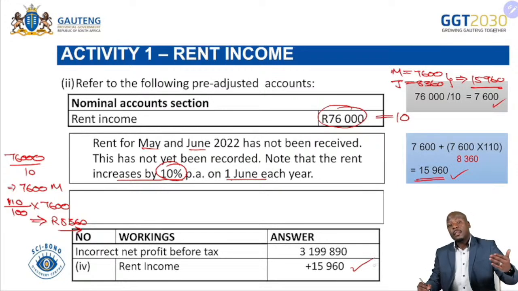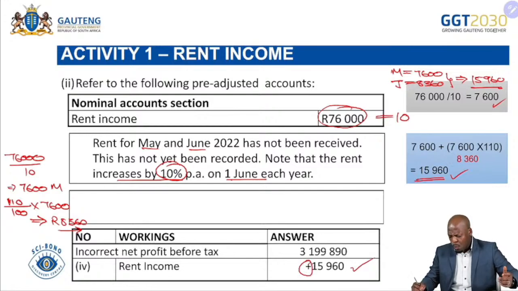Remember, it is income that was not yet recorded. Hence, our net profit was understated. So if we're going to correct it, we're going to add that particular income. So we're adding the income. Hence, you see the plus sign.